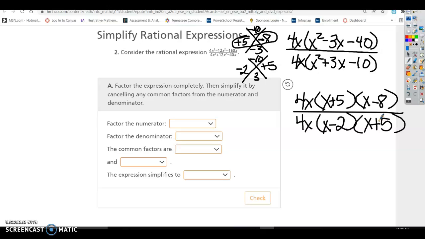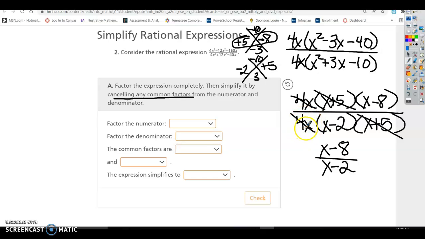All right, then it says to cancel any common factors. So 4x divided by 4x equals 1, and 5 plus x over 5 plus x equals 1. So we're left with x minus 8 over x minus 2. Now, don't forget your denominator cannot be equal to 0. So let's go ahead and look.